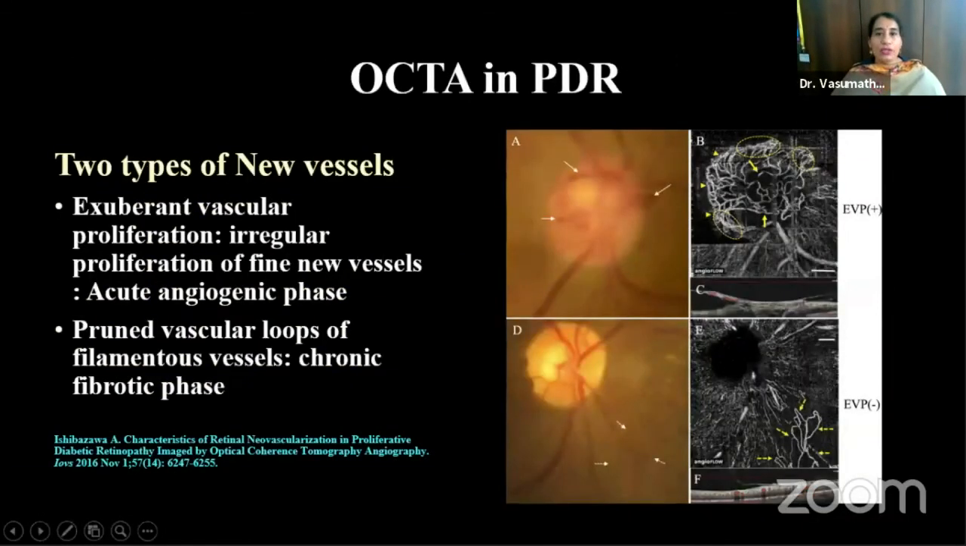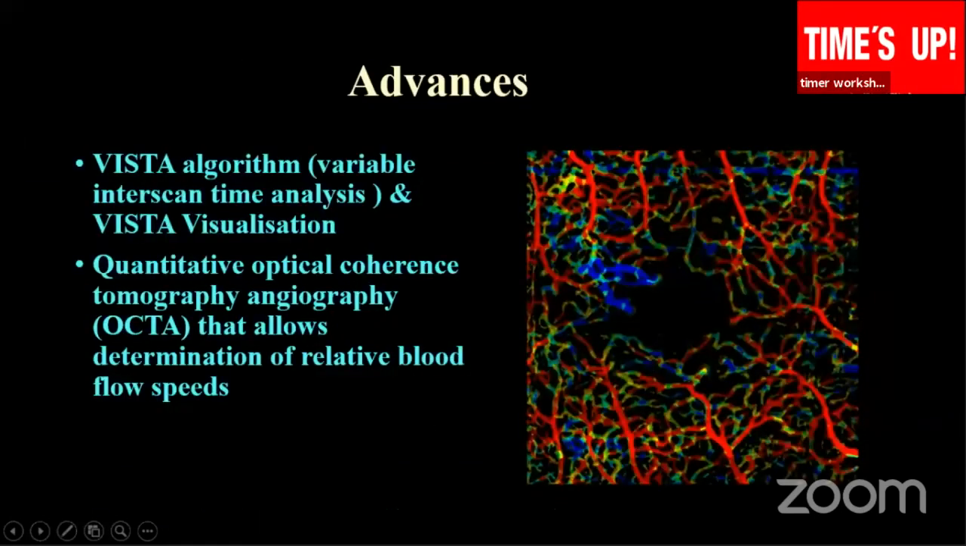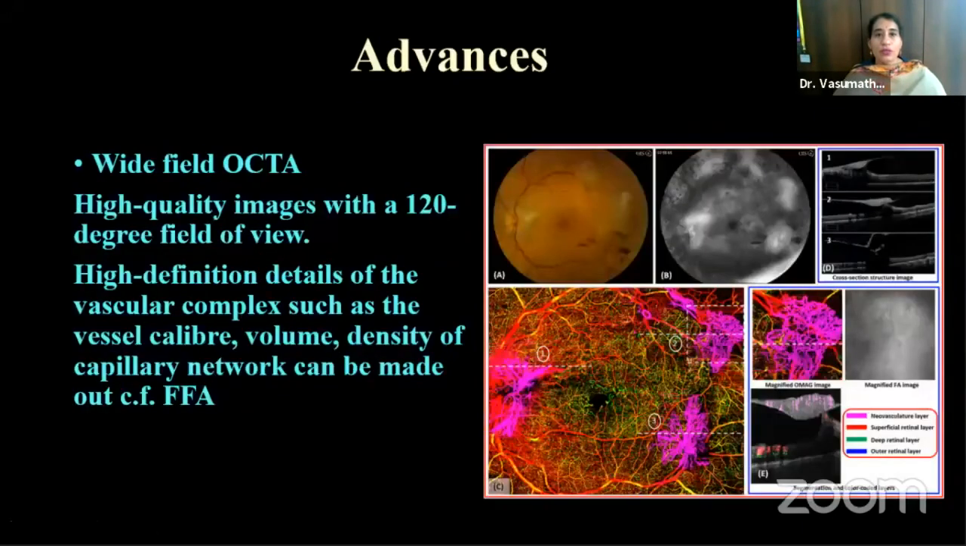In PDR also, OCTA talks about several types of new vessels, wherein we can image the IRMAs and NVEs beautifully like this and also document their regression. And there are several advances also, like the VISTA algorithm and the quantitative OCTA and the wide-field OCTA.